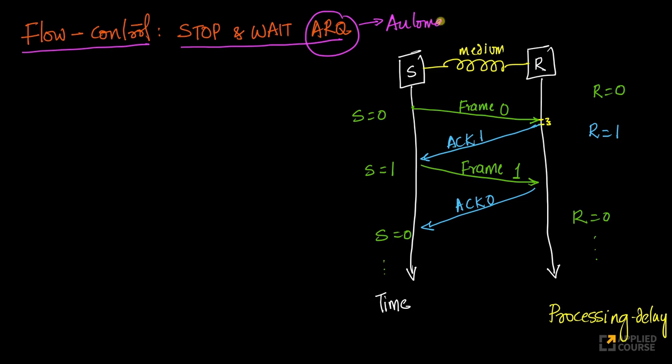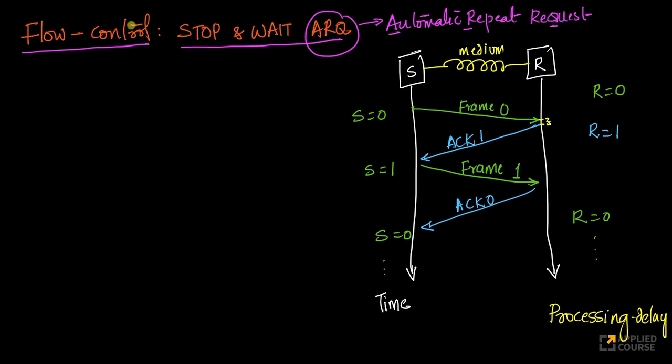Automatic repeat request, right? So unlike the typical expansions that we use here, A is taken from here, R is taken from here, and Q is taken from here. It's not written as ARR. It's actually written as ARQ.